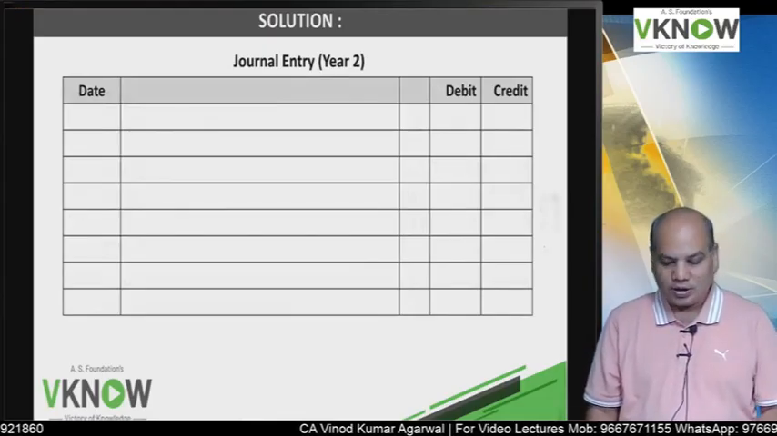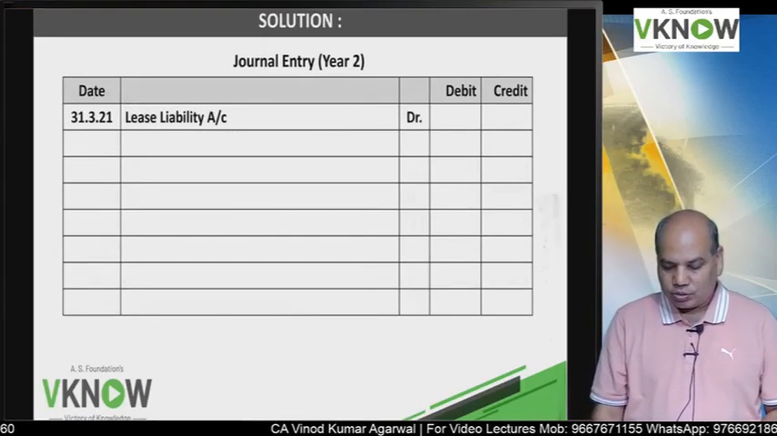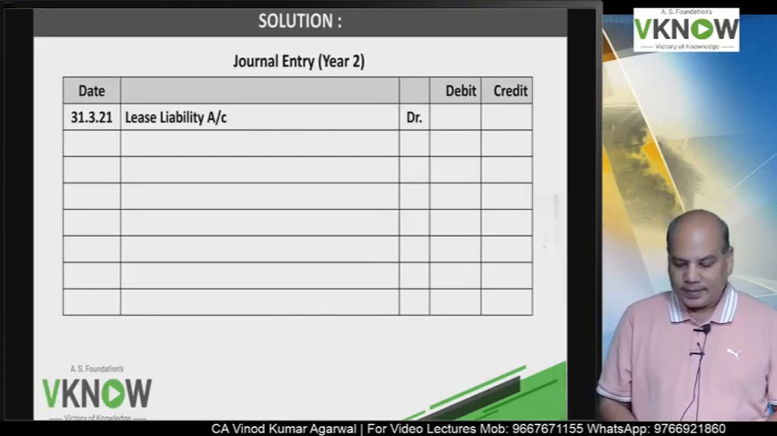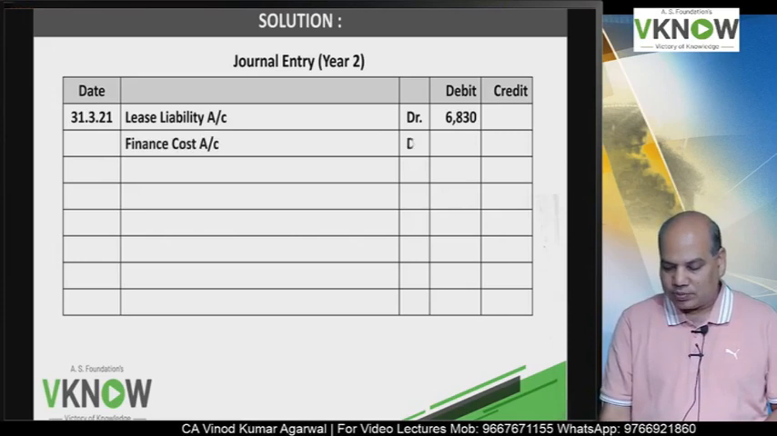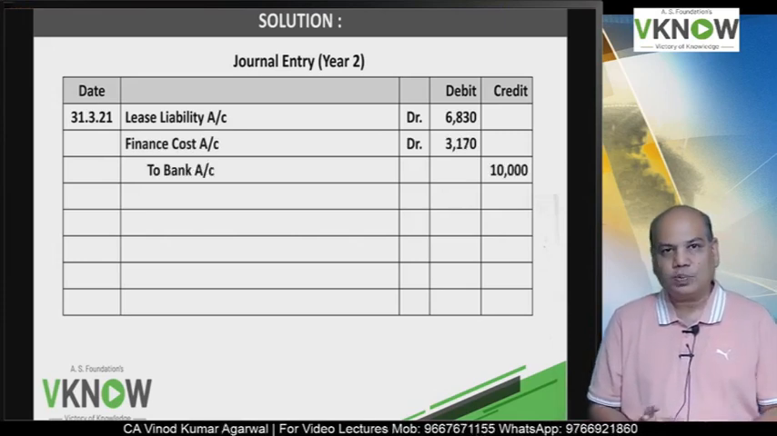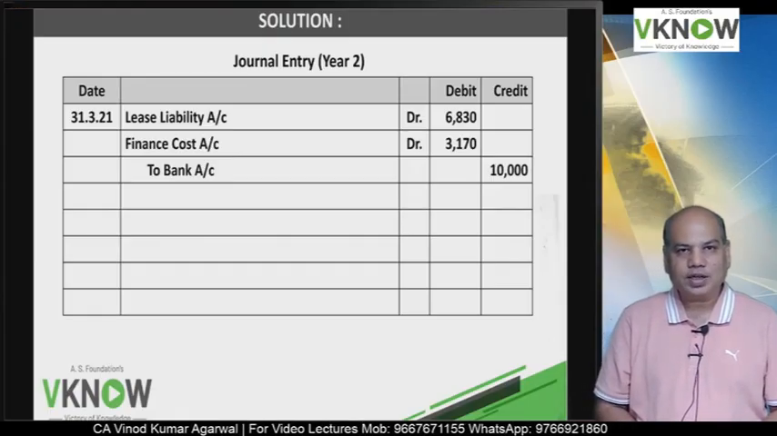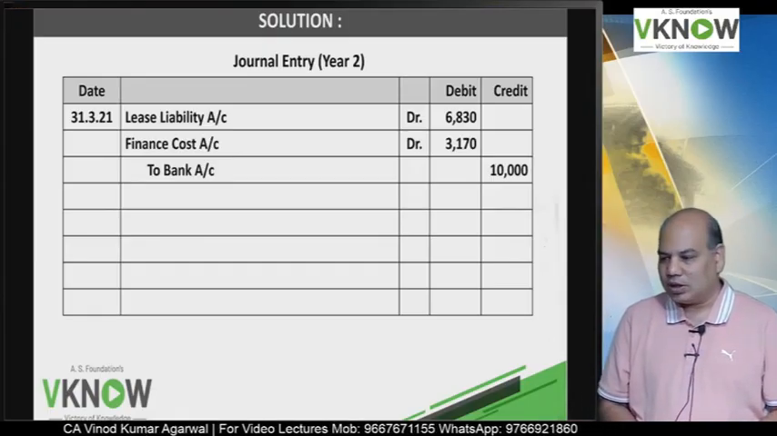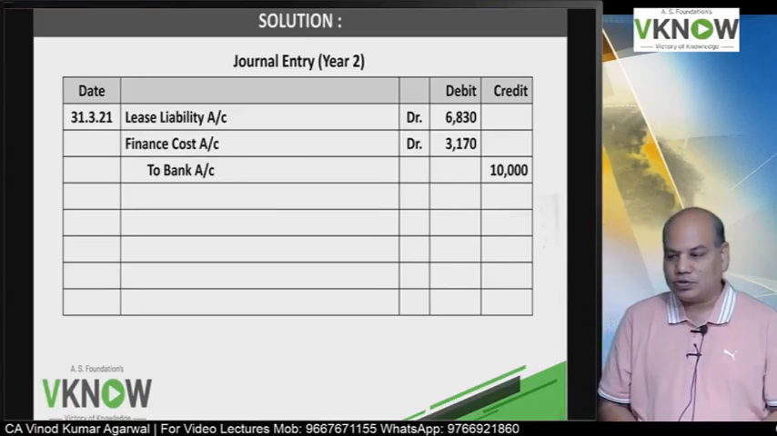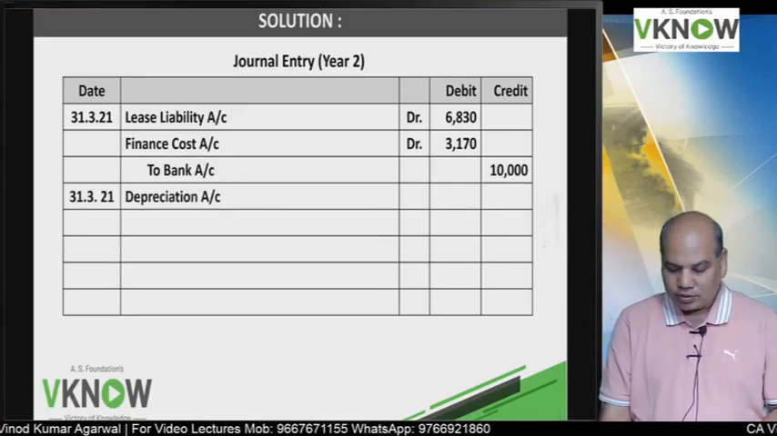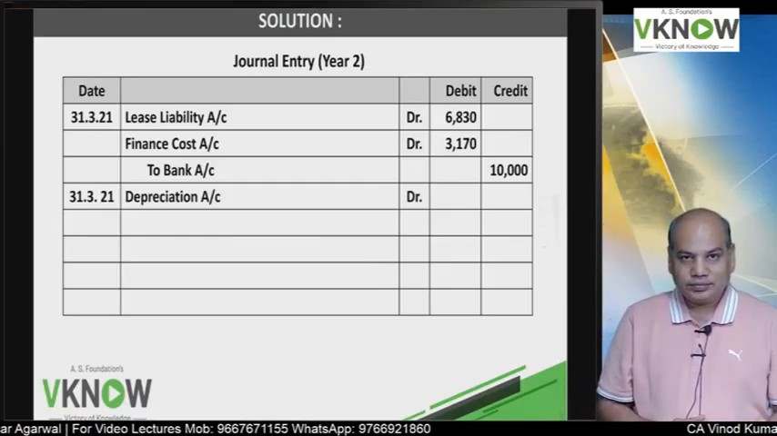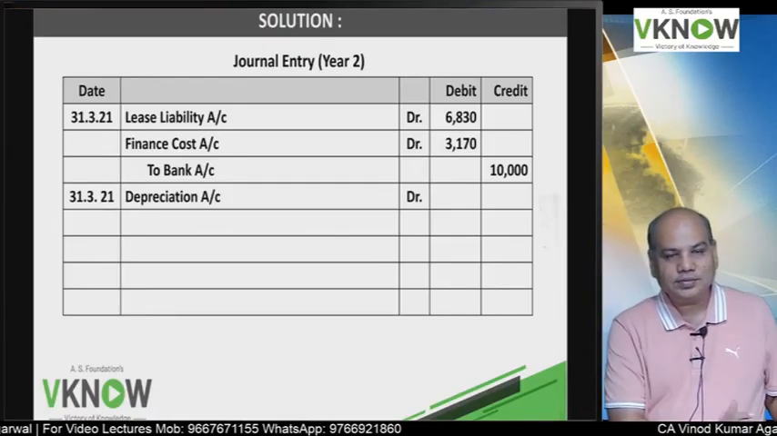Let us see what happens in year 2. In year 2, my head lease accounting will not change, and the numbers are also the same for year 2. I am not asking you anything, just copy paste from the previous case 2. Lease liability account debit 6830, finance cost account debit 3170 to bank account 10,000, and you also provide depreciation, don't forget. This will continue as it is.